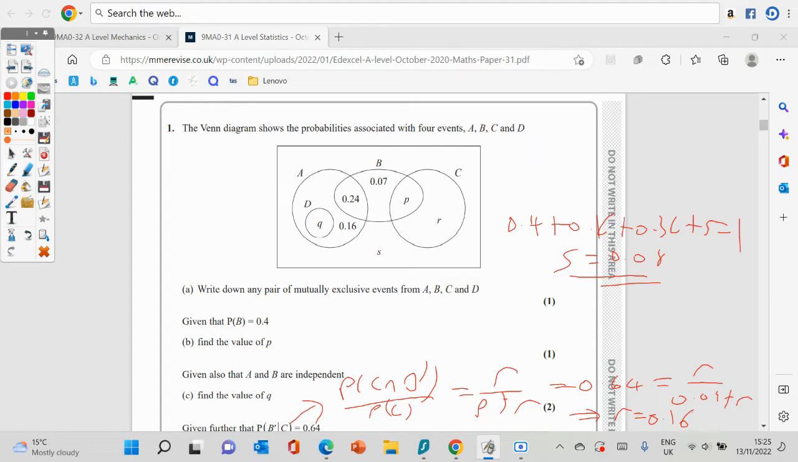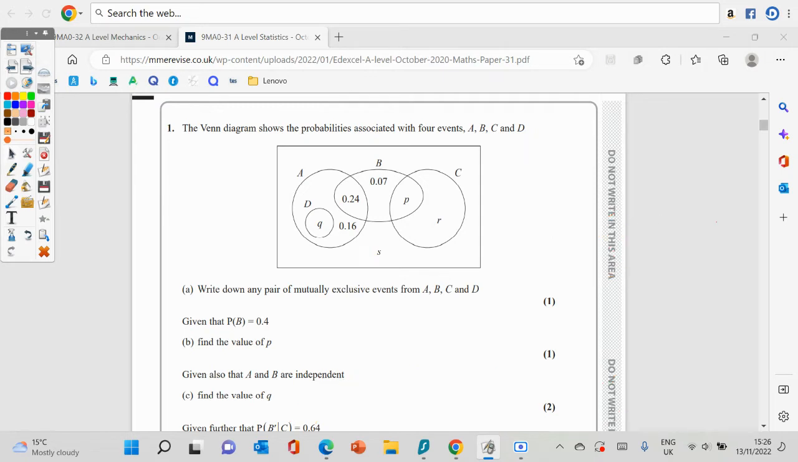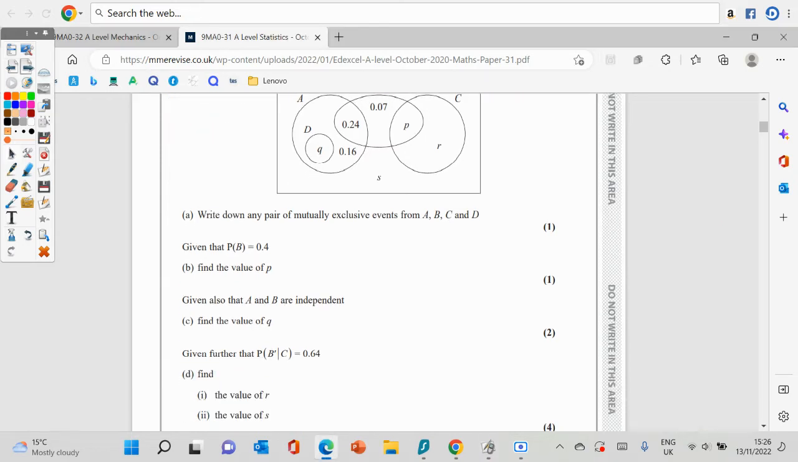Right, so that is how we can do question 1 on this statistics paper. So, fairly straightforward. Just make sure you remember the conditional probability formula in the formula booklet, I think. Yeah.